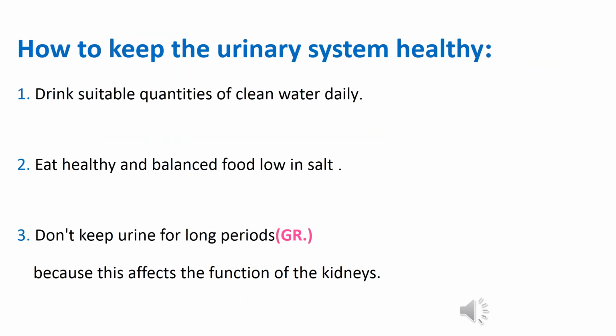How to keep our urinary system healthy? First, drink suitable quantities of clean water daily, eat healthy and balanced food low in salt, and don't keep the urine for long periods because this affects the function of the two kidneys.